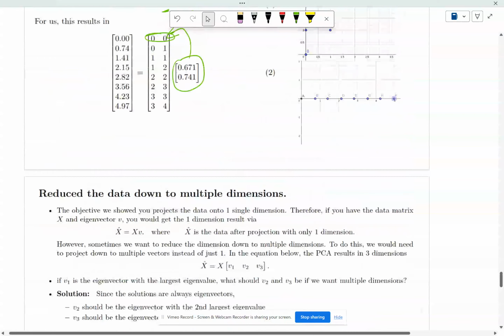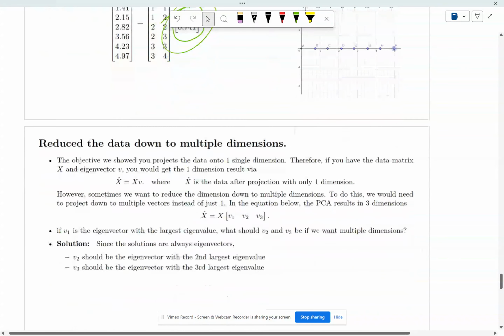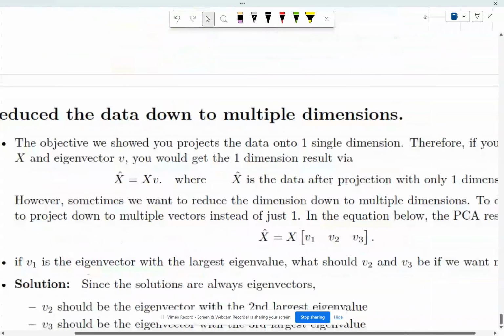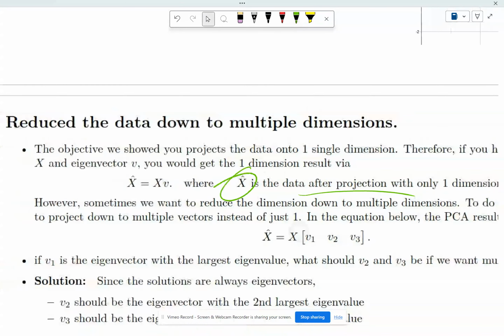Now, right now, I showed you guys reducing down to one dimension, right? When you do one dimension, it's essentially x times the vector, right? This is performing projection, where x hat is the data after the projection, okay?